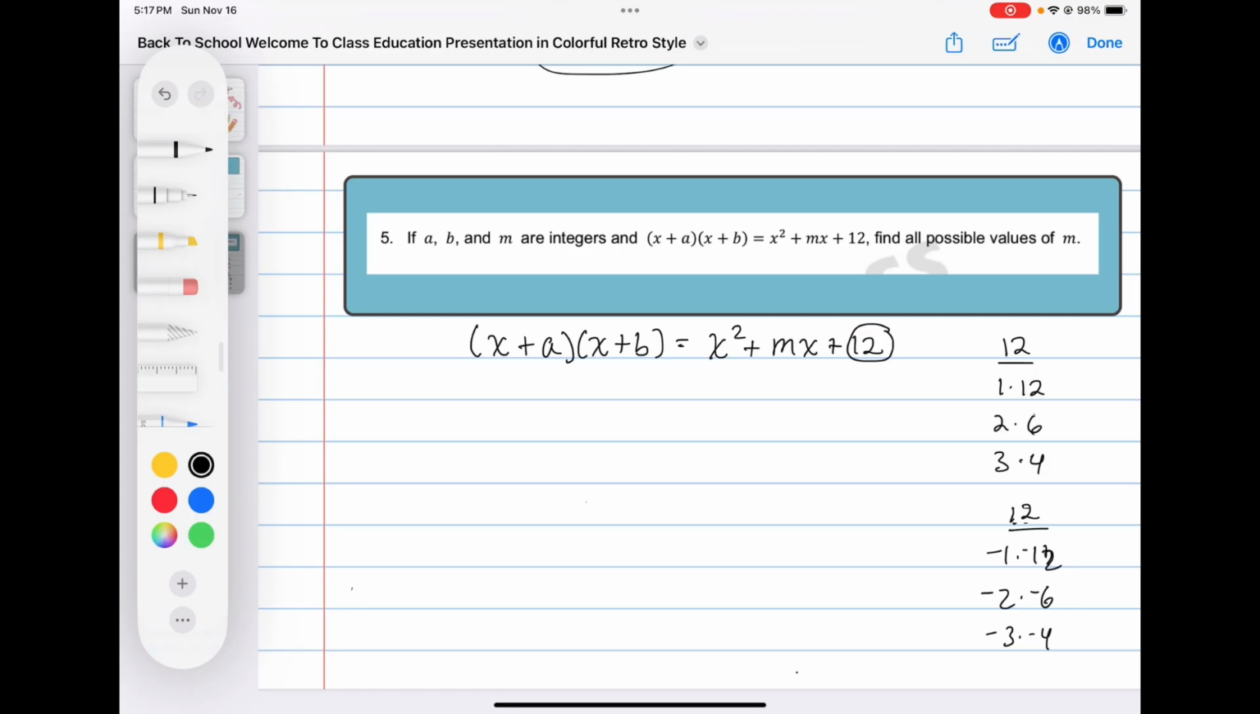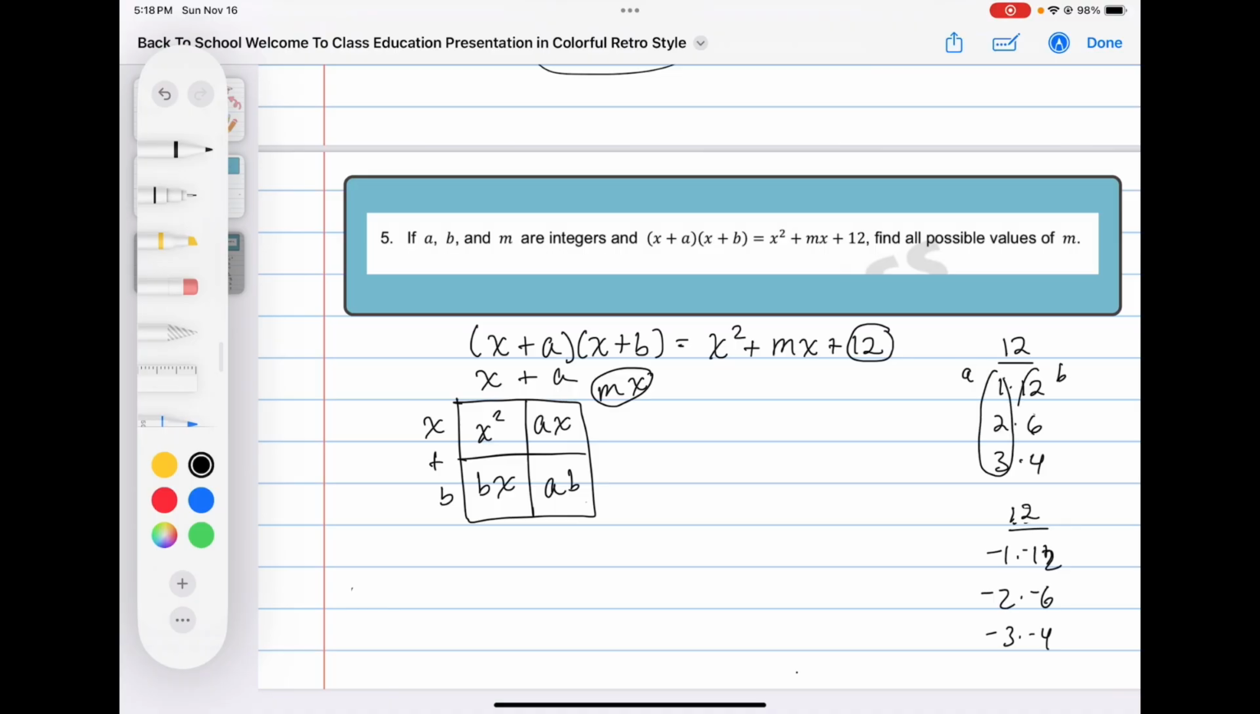Okay, so all of those are possible because a positive times a positive is a positive, as well as a negative times a negative is a positive. So I could use an area model and set this up and think about what that left side is really meaning for me to do. So I get x squared, I get a times b, and I get bx plus ax must equal mx. So essentially if I add a and b, I should get whatever m is.